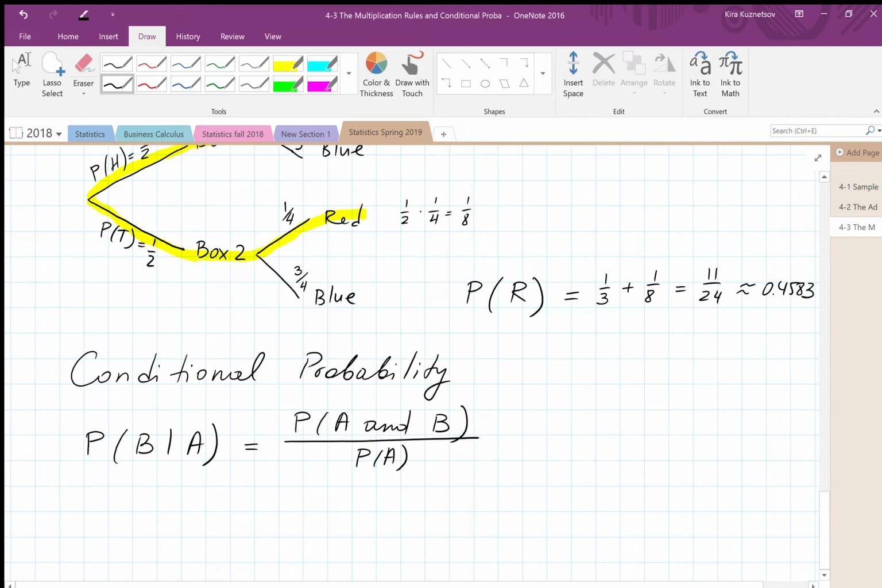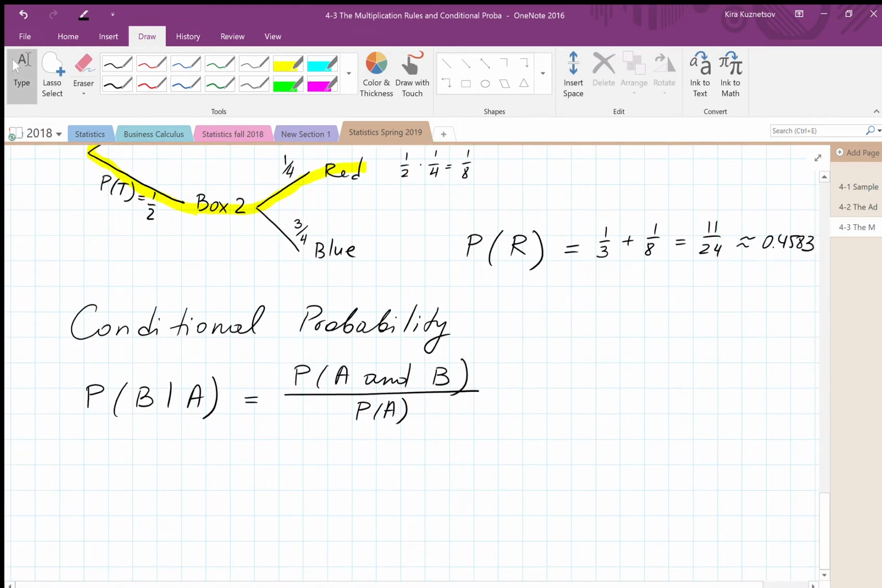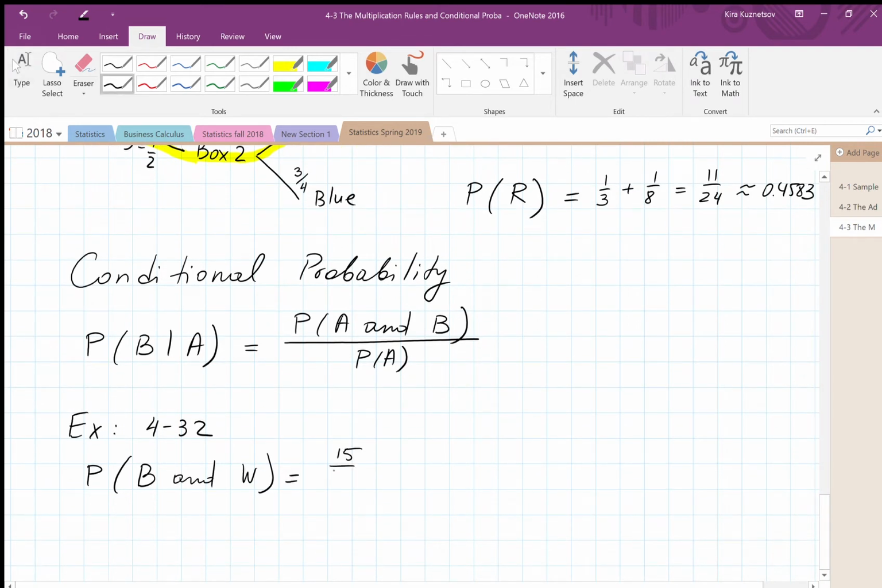So one of the examples that's in the book, I'm going to start with 4-32. A box contains black chips and white chips. A person selects 2 chips without replacement. So as soon as you hear without replacement, you want to say it's a conditional probability. They're giving me the probability of selecting a black chip and a white chip, and that probability is given to me as 15 out of 56.